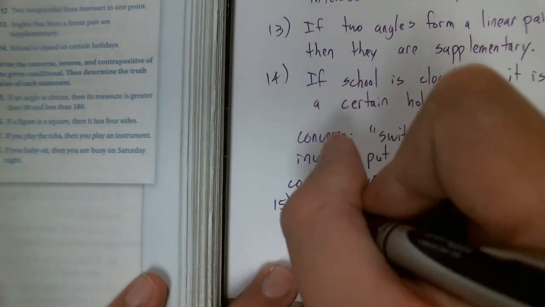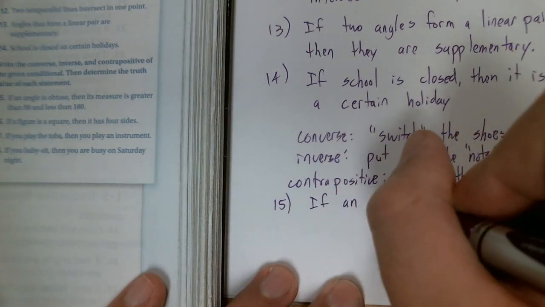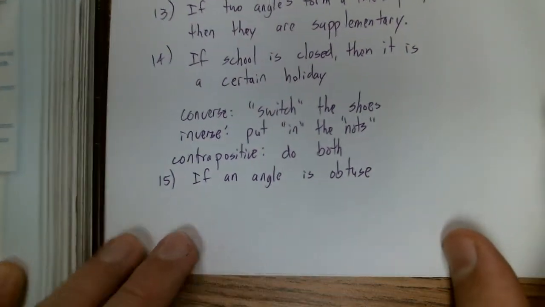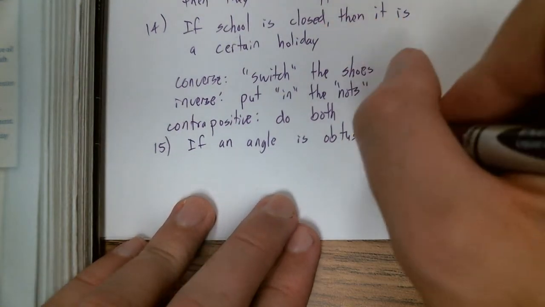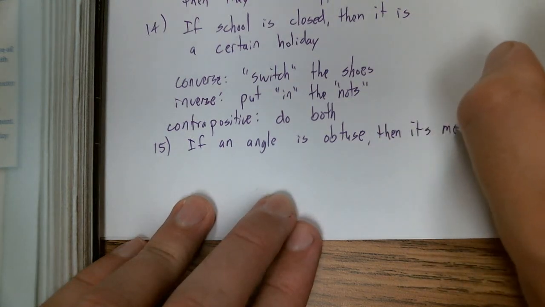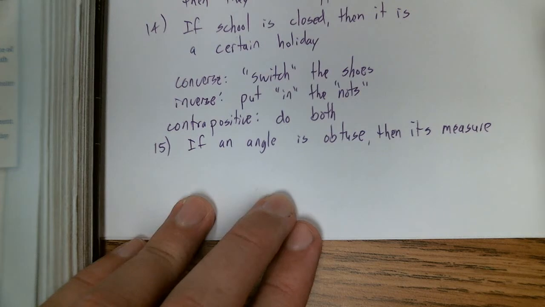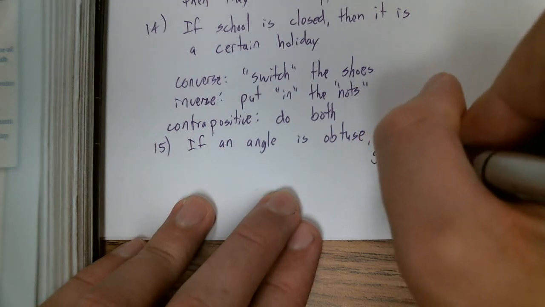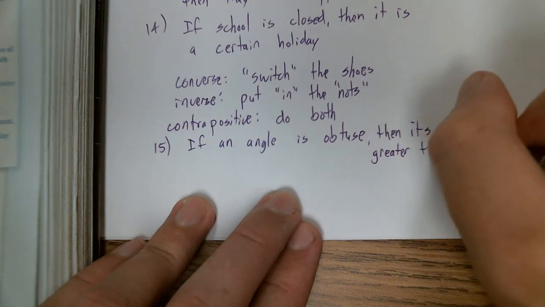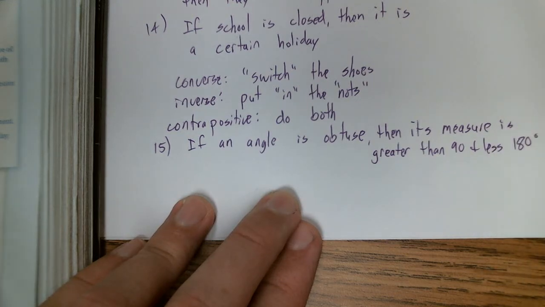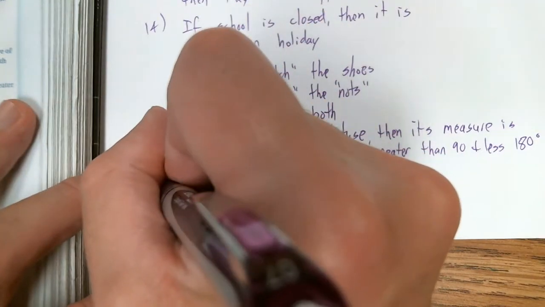So I have, if an angle is obtuse, make sure you guys can see this. If an angle is obtuse, then its measure is, I'm going to keep this on the same side, greater than 90 and less than 180. Okay. All right, so converse.